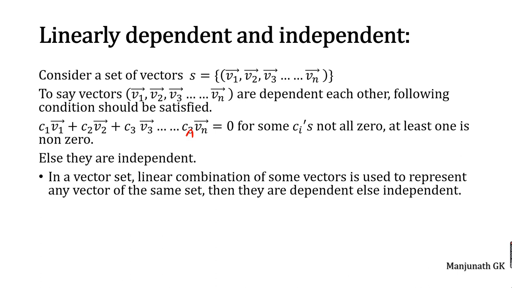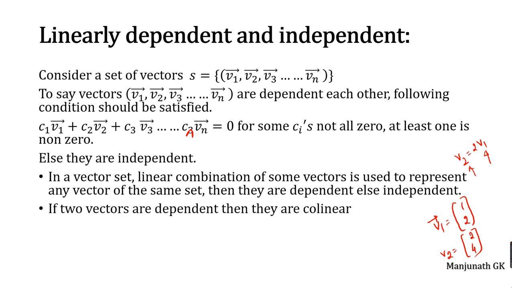For example, consider a vector v1 equal to (1, 2). Consider vector v2 as (2, 4). Just by observation, can I write v2 equals 2 times v1? So vector v2 can be represented using v1. If this is the case, the set of vectors v1 and v2 are dependent on each other.